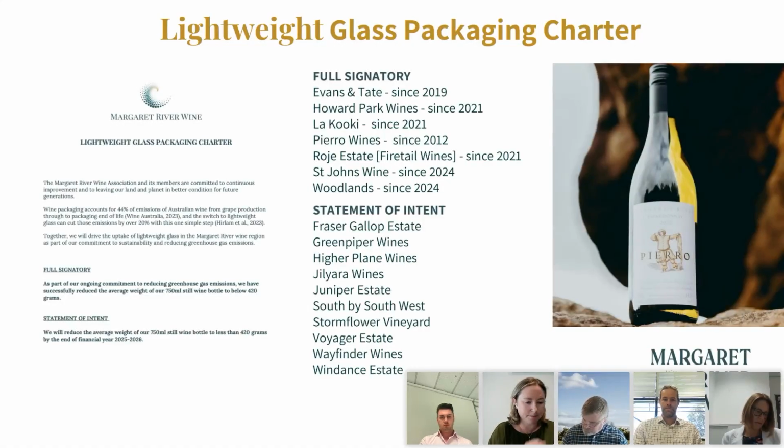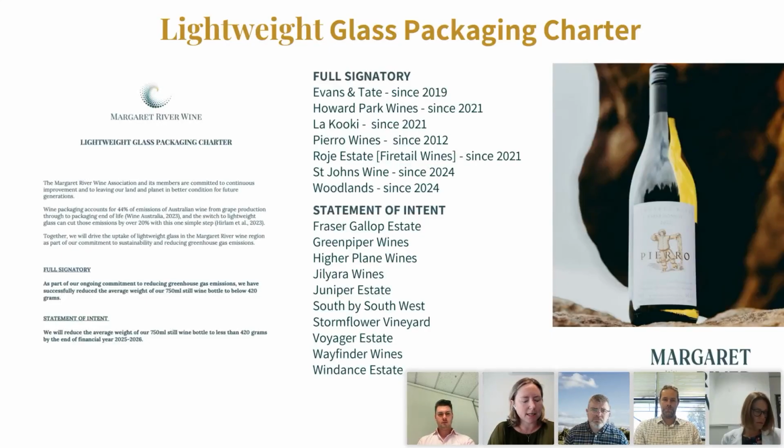So this is just a little snapshot of the packaging charter. We've included two options in our lightweight packaging charter. The full signatory is for producers who are already averaging 420 grams per 750 ml still wine bottle or below. And the statement of intent is designed for producers that are on their journey but haven't quite made that average yet. We also designed it to acknowledge the producers that have been using lightweight for longer periods of time, so that's why we have the year that they first went lightweight there.